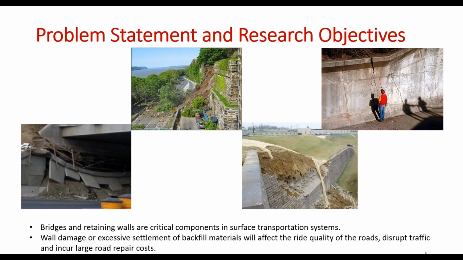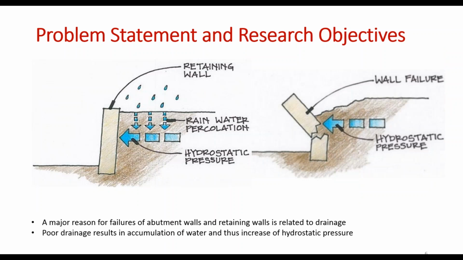Bridges and retaining walls are very critical components in the surface transportation system. If they fail, they can affect the ride quality of the roads, disrupt traffic, and incur large road repair costs. Here are several figures showing the failure of abutments as well as some wing walls and retaining walls.